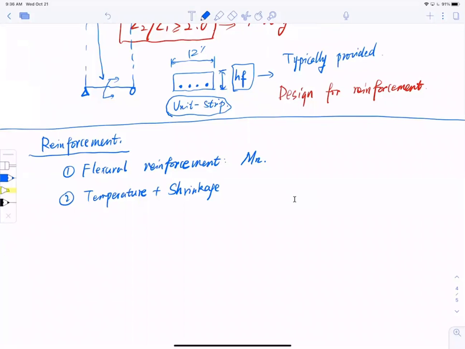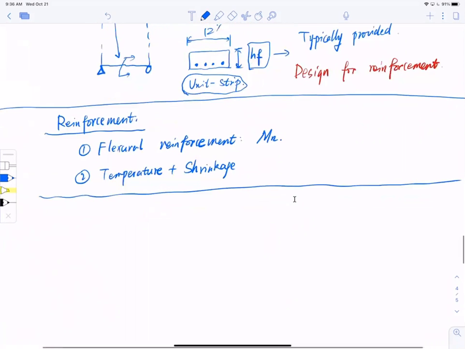So you need to provide reinforcement to relieve those stresses. We need to design reinforcement for temperature and also shrinkage. There are also other considerations we can get into, but these are the two major design considerations. So that's all the reinforcement we design for. Let's take the first one, flexure reinforcement.